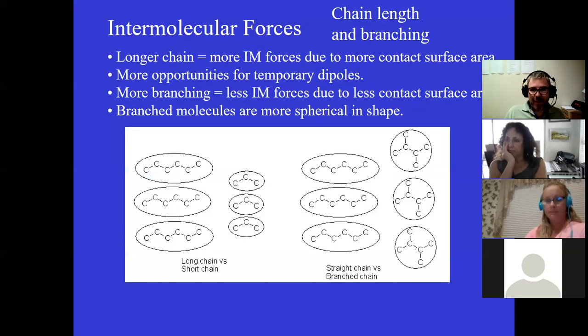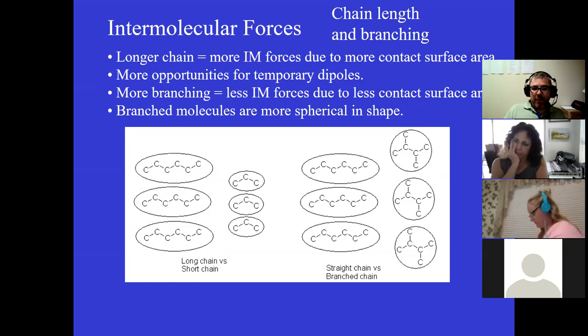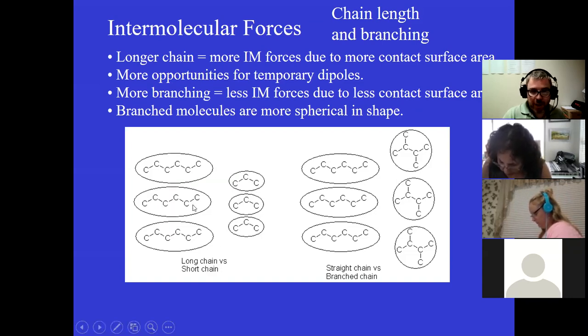You're right. Okay. What else will change intermolecular forces? Well, we've got straight chain versus long chain. That's going to be interesting. You've got to think about long chain as being greater surface area than short chain. So if you've got long chains here, they're going to have more opportunities for interaction than short chains. So the intermolecular forces between long chains are bigger than short chains. Does anybody have any questions about that?